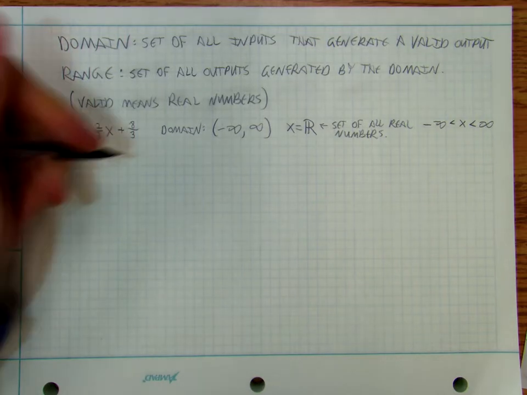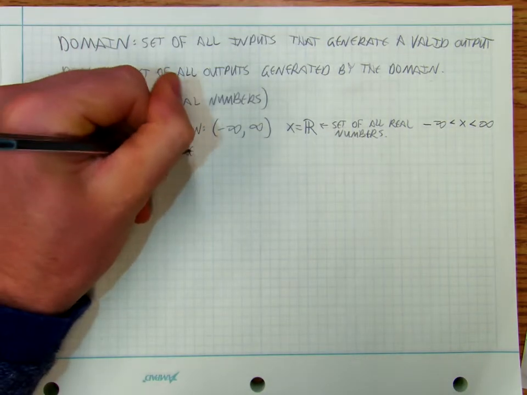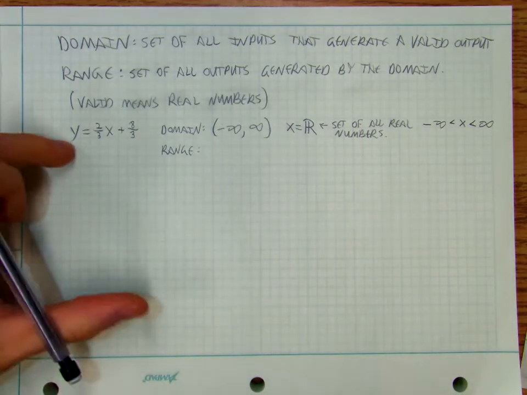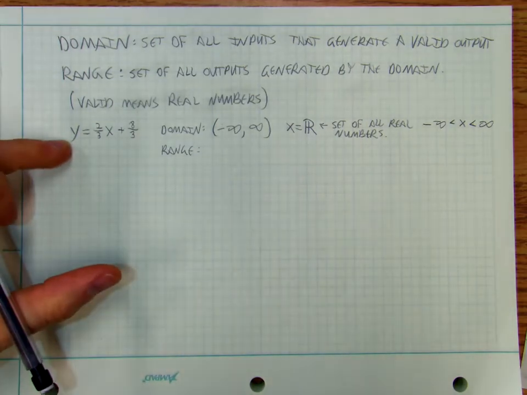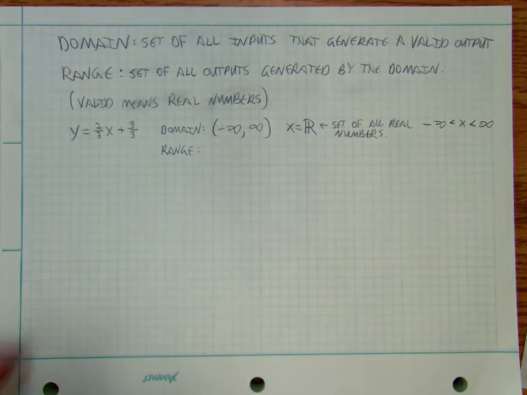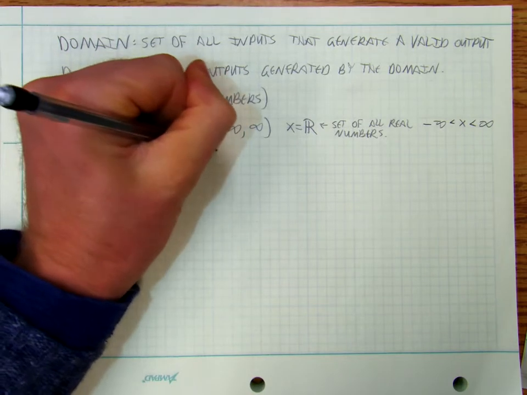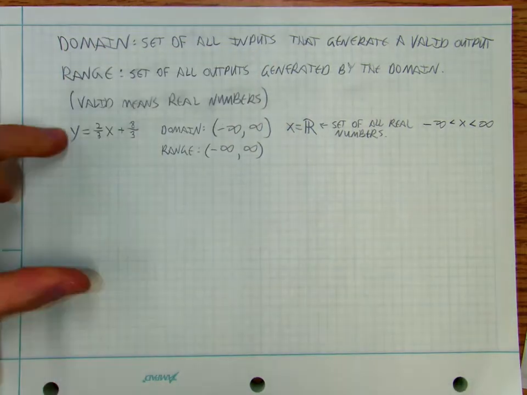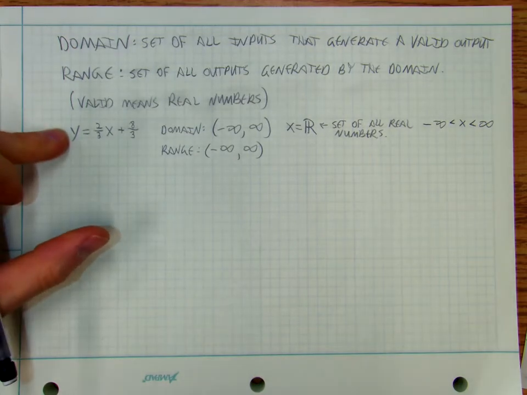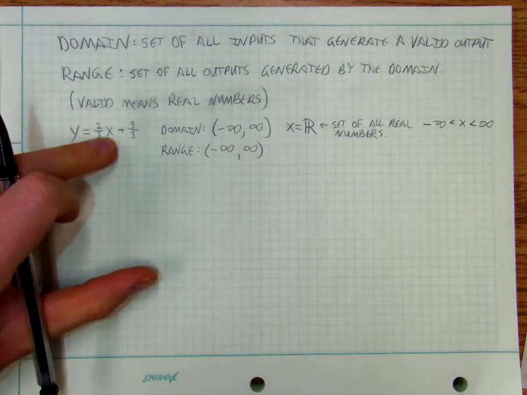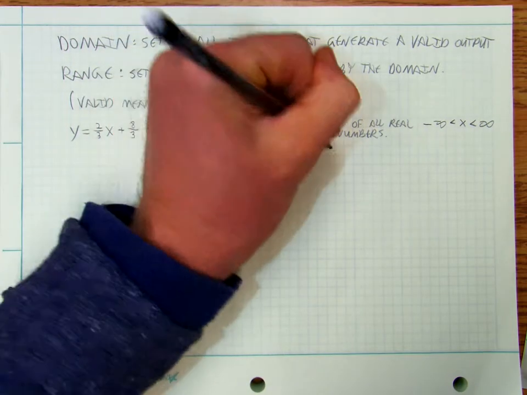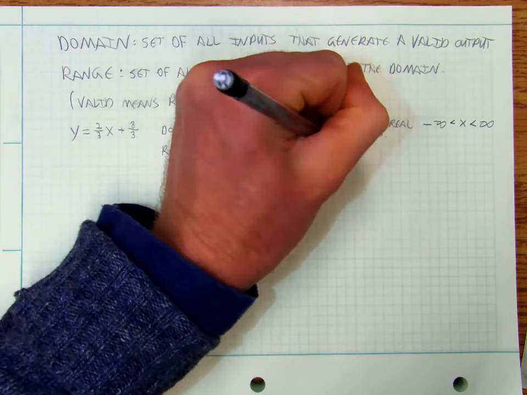Okay, and so then my range is going to be all the possible outputs that I can get from these inputs. And for a linear function such as this, it's pretty simple. It's basically the exact same. I can get any y that I want, as long as it's real, by some choice of a real number that I put in.